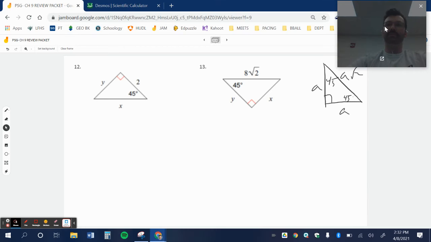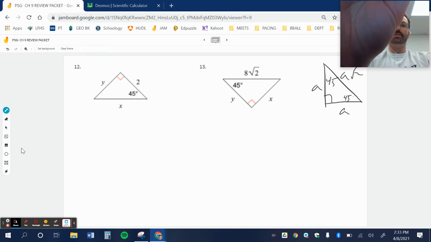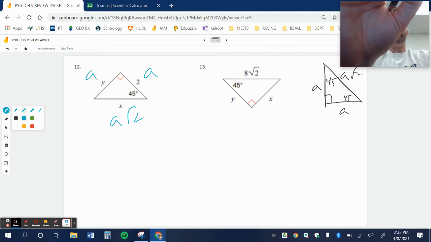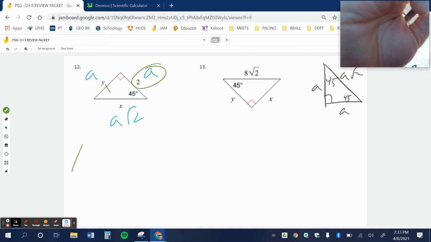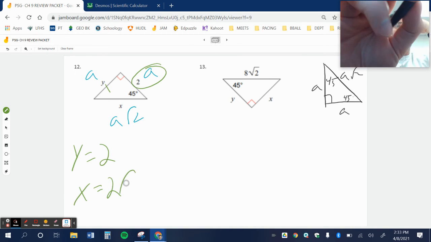Right, the first of our special right triangles, our 45, 45, 90 triangle. Here we go. Remember, it's A root 2 is our rule. All right, so I always label my sides. Okay, from my class, you know that across from the 45 is A, radical 2. Well, look here. I know that this A is 2, so that makes Y 2, and that makes X 2 radical 2.